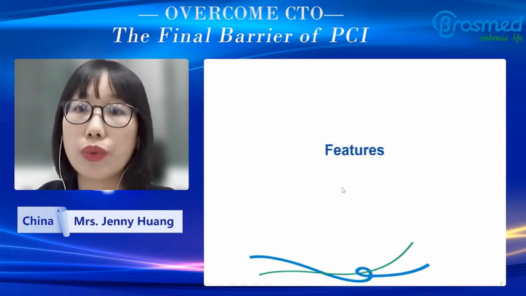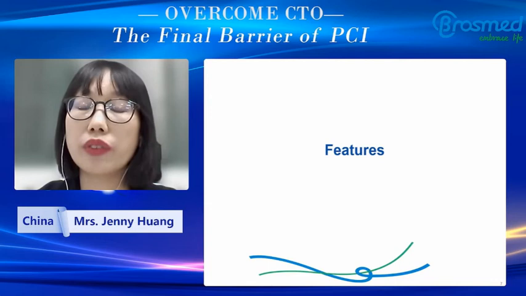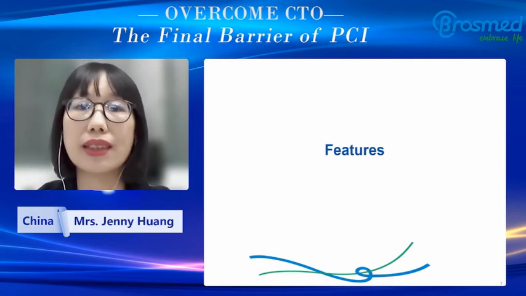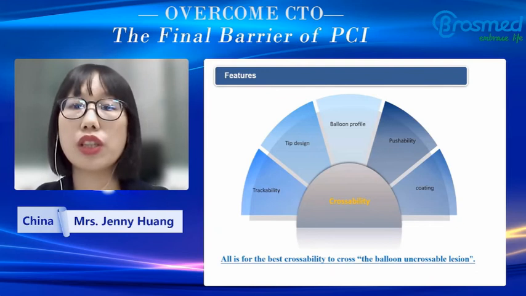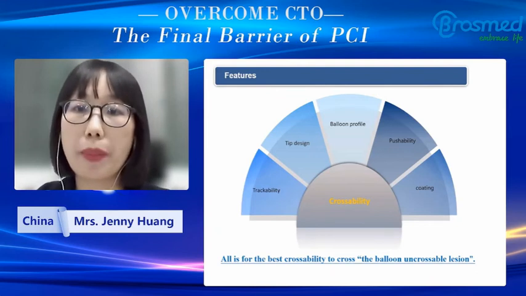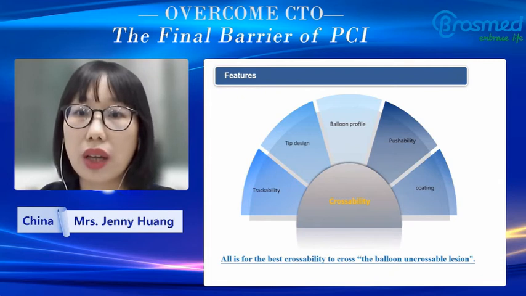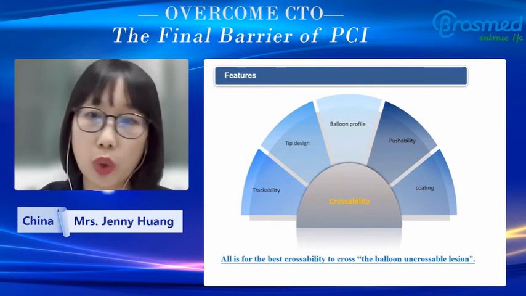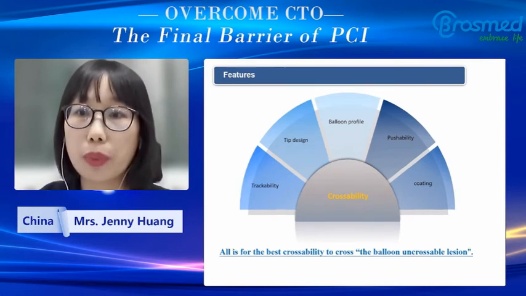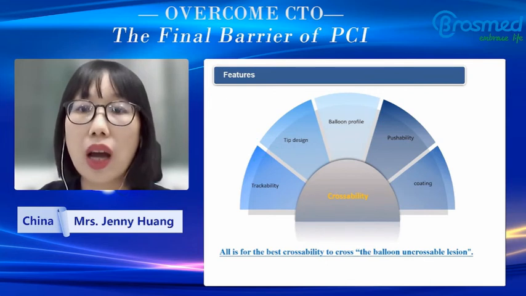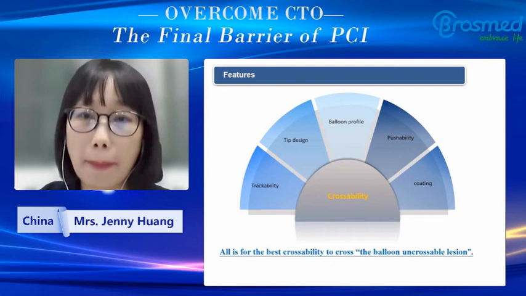So let's go further to the features of Alveo HP, which make Alveo HP a best CTO balloon catheter. For CTO balloon, the most important and the most challenging thing is crossing. Once crossed, then the subsequent treatment could be performed: bigger balloon for pre-dilatation, and stent post-dilatation to achieve best outcome. And how to get better or best crossability?